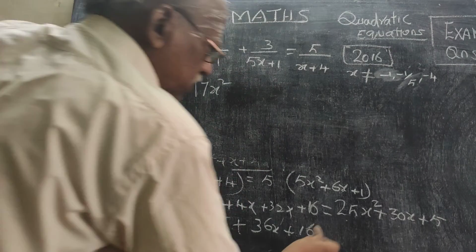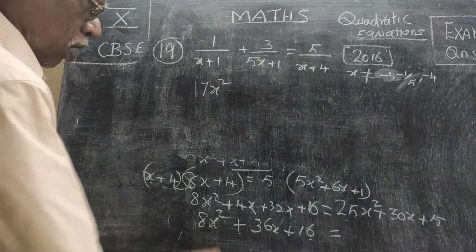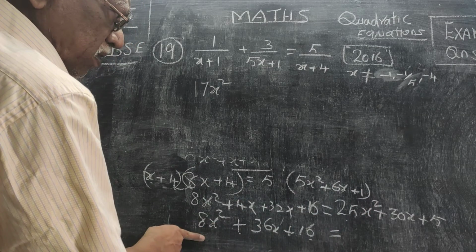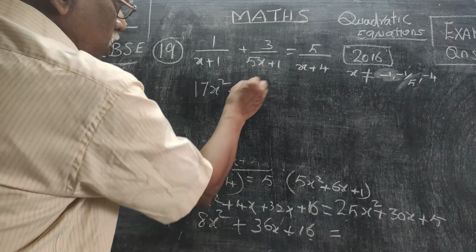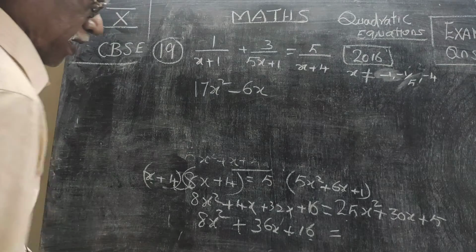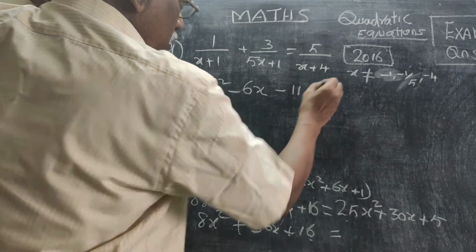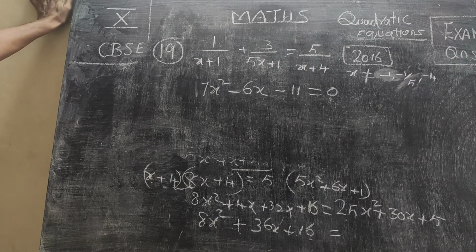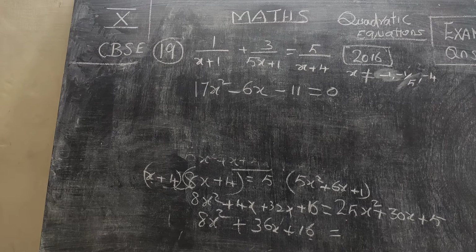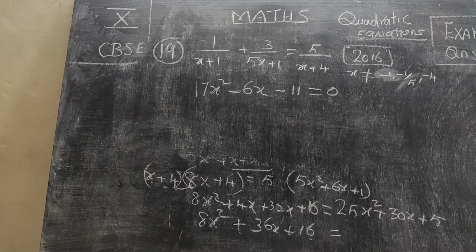So now let me take all this to the other side. 25 minus 8 and 30x minus 36x, so minus 6x. 5 minus 16, so minus 11 equal to 0. So now 17x square minus 6x minus 11 equal to 0.